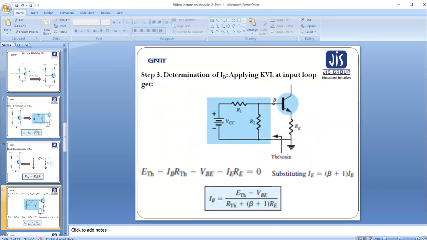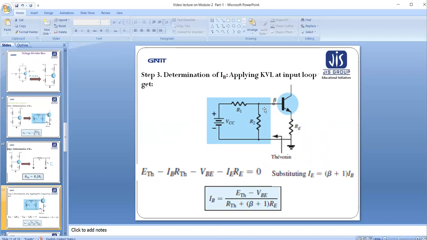Next step is step 3, determination of IB. As we have already studied, IB is the input current, so for derivation of IB, we must apply the KVL at the input loop. Input loop means this loop, base to emitter. Always remember, input loop is the base and emitter loop.